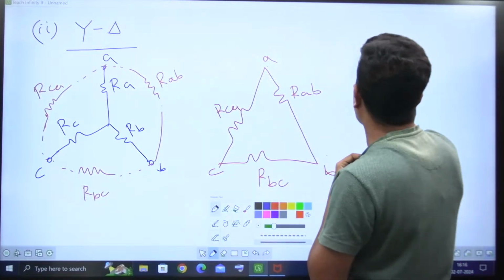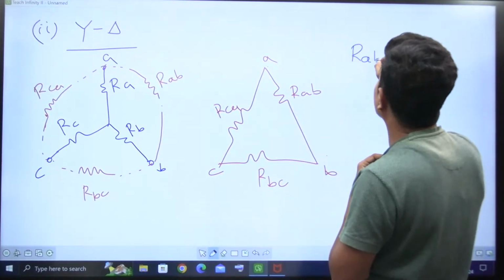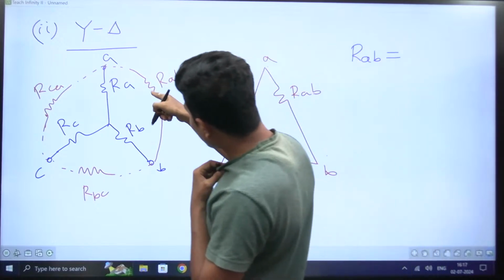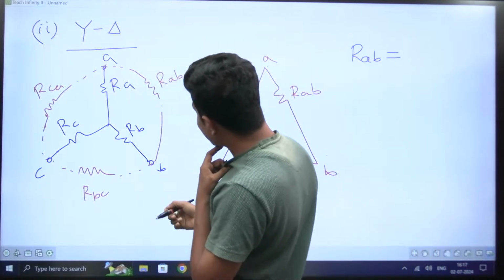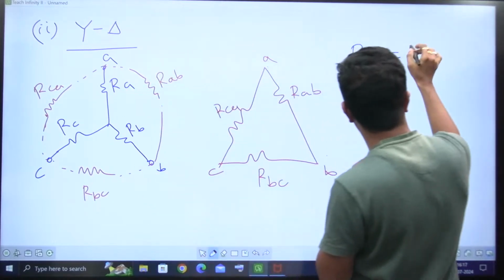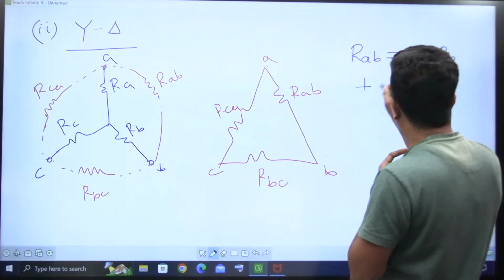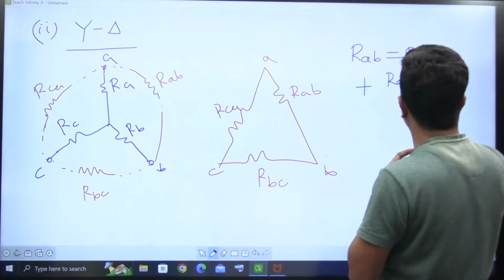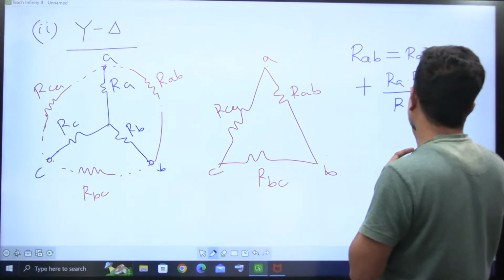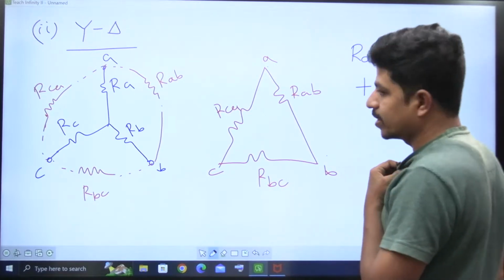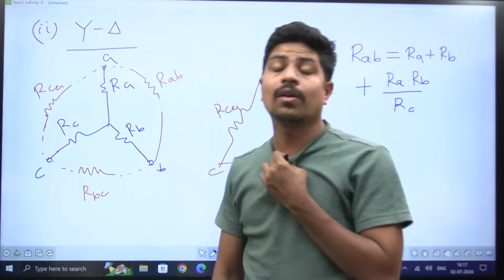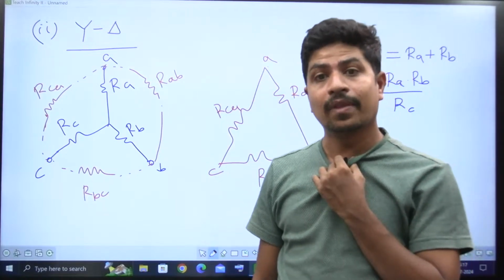Therefore, I'm writing here RAB is equal to the sum of the connected resistances. What are the connected resistances? RA plus RB plus the product of the connected resistances, RA into RB, divided by the opposite resistance. You see how simple it is. A lot of people will face confusion in this.